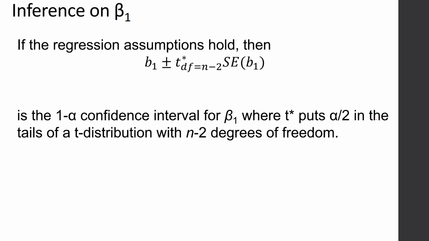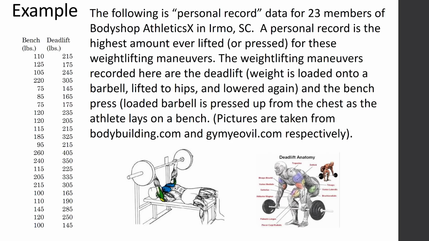And then we can create a confidence interval in much the same way that we did before. Our sample estimate of our beta 1 is B1 plus or minus a margin of error comprised of a t-critical point times the standard error. So the same test and confidence interval that we learned before.